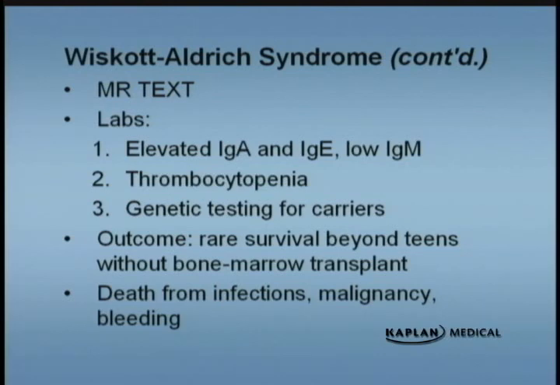These children will get recurrent infections. They can die from overwhelming infection, and they will need bone marrow transplantation as their ultimate cure. They are also at higher risk for malignancy, and they can bleed from the thrombocytopenia.